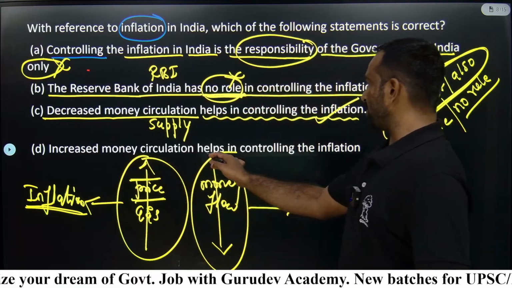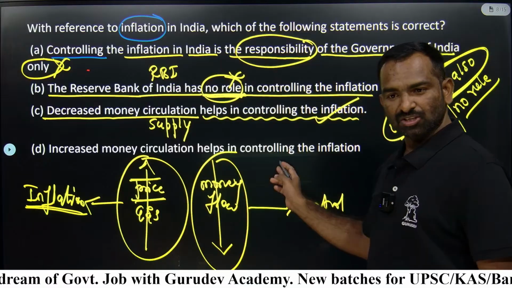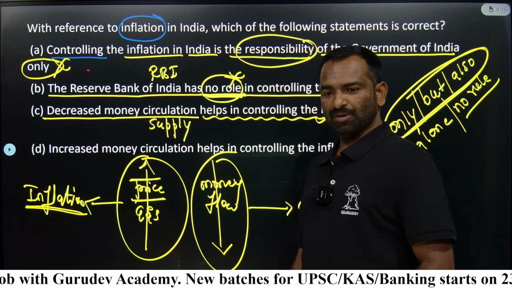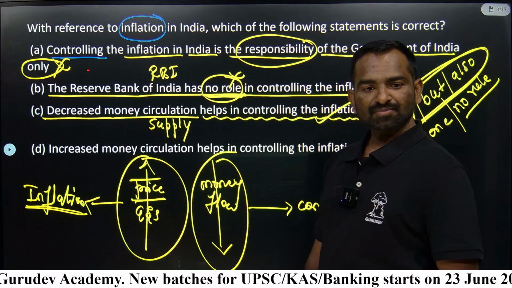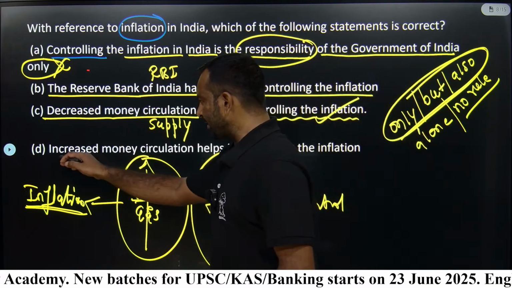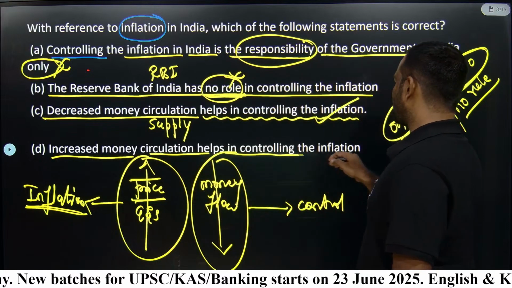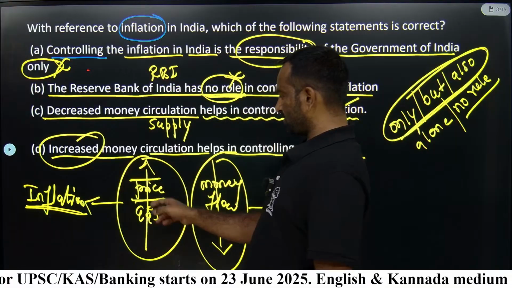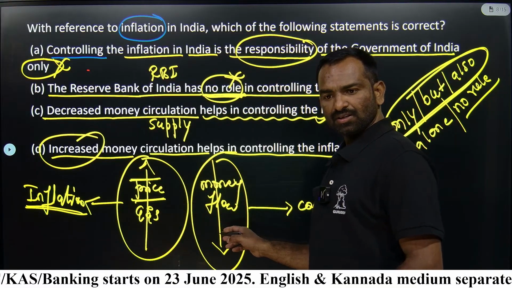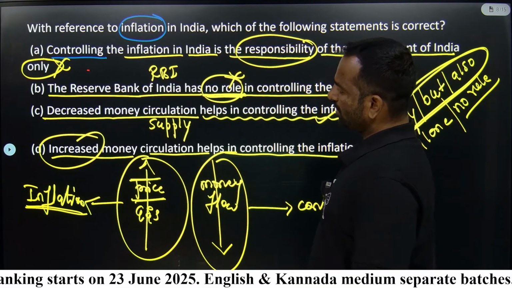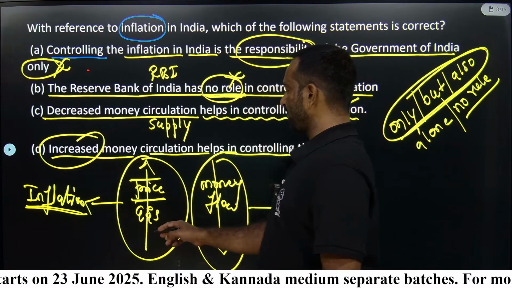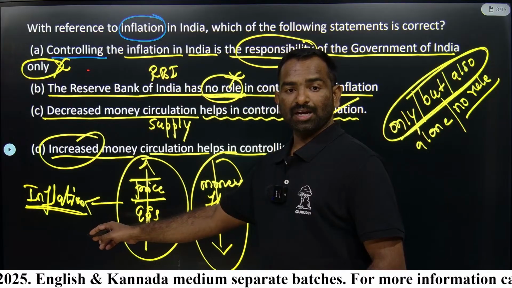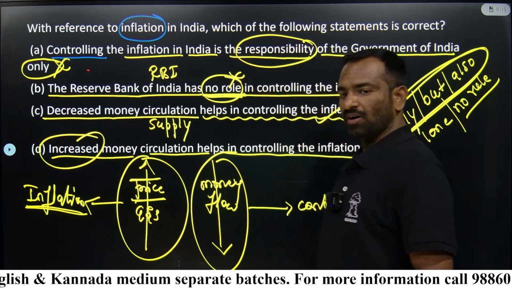Increase in money circulation helps in controlling the inflation. Is this true? Can you please comment? Anybody? The increased money circulation helps to control the inflation. See, this is increased and the earlier was decreased. Okay? No, not at all. Increasing the money supply leads to an increase of inflation in the economy.